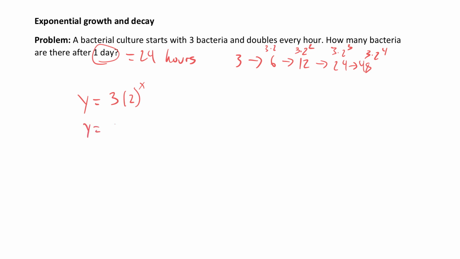In that case, we would have 3 times 2 to the power of 24, which if we worked it out on a calculator would be 50,331,648 bacteria.